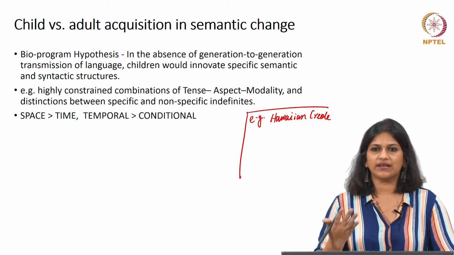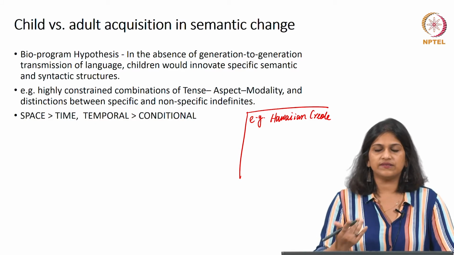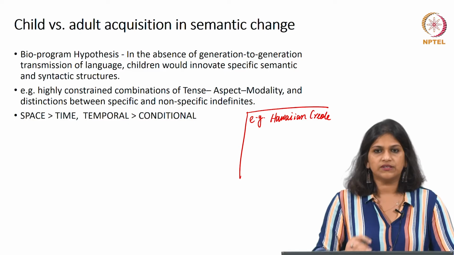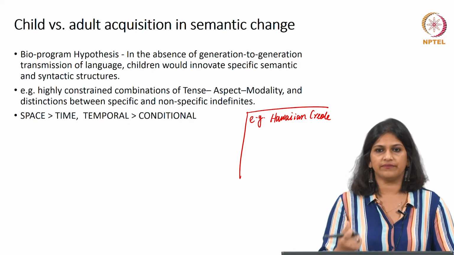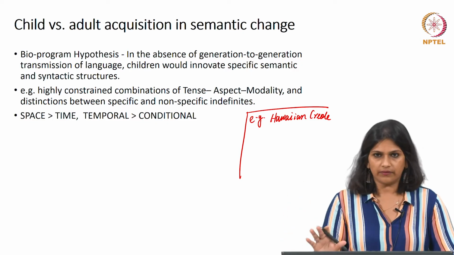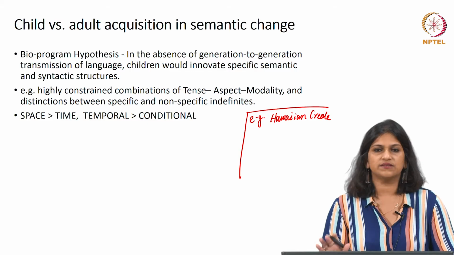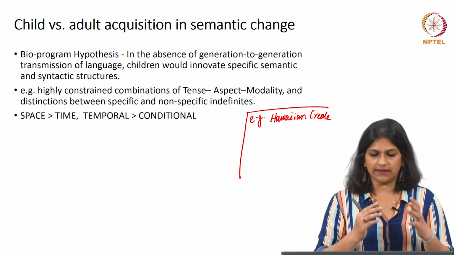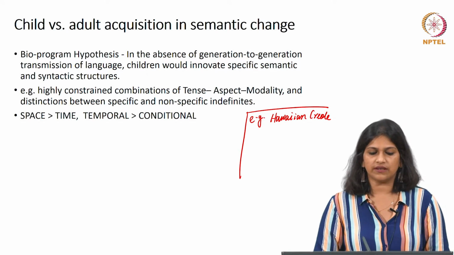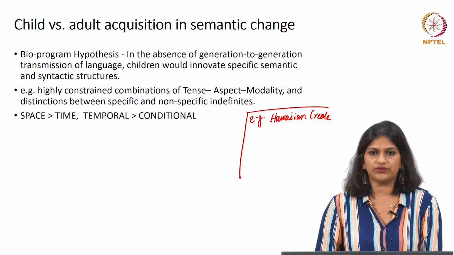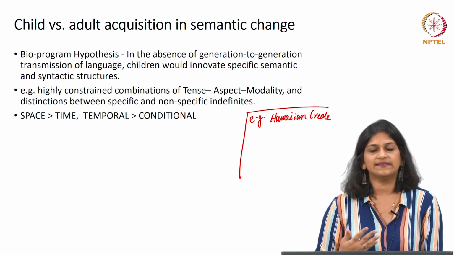So, how does language get transmitted? In most cases, it happens from generation to generation. Children hear a particular language spoken in the family, then they try to speak; reading and writing are more complex skills which come later. For our purpose, we would focus on the spoken aspect of language. So, when there is an absence of generation to generation transmission of language, what would the children do? The children would try to innovate specific semantic and syntactic structures.